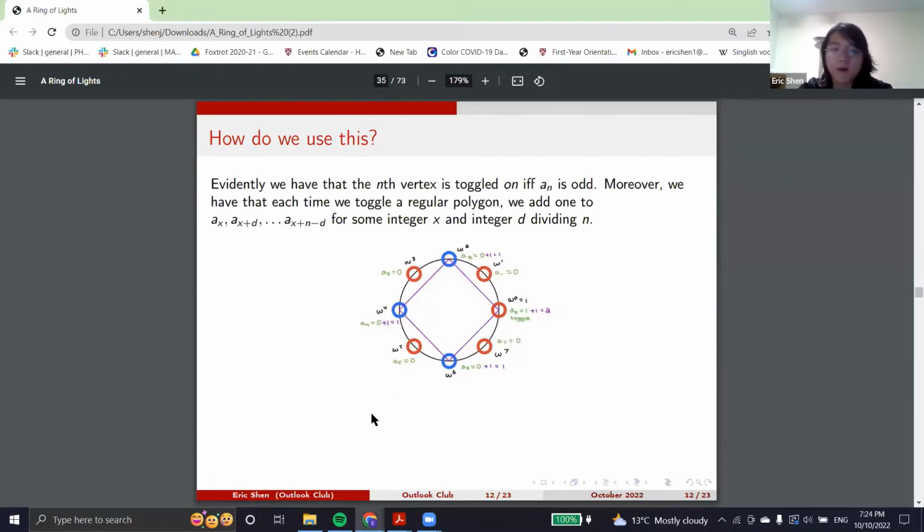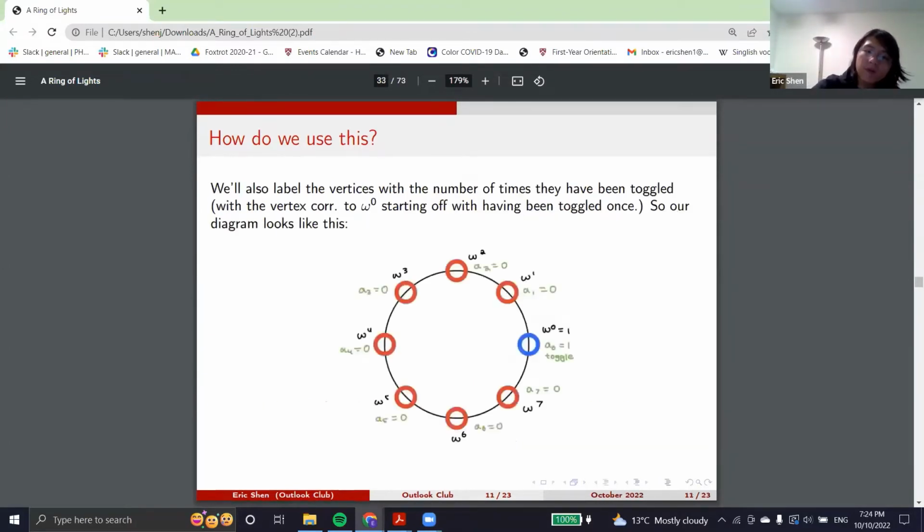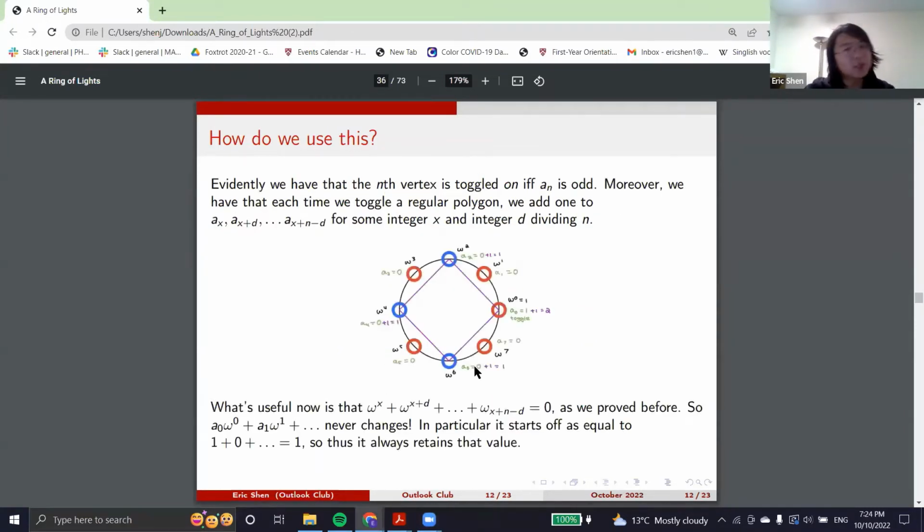This is really powerful, because what it means is that now, finally, after all of this complex number stuff, we have an invariant. When we started off, the sum of the AJ omega to the J's was just equal to 1, because all the AJs were equal to 0 except for this one, where AJ times omega to the J is equal to 1. So this invariant is always equal to 1. And so this is finally something we can analyze about this process.